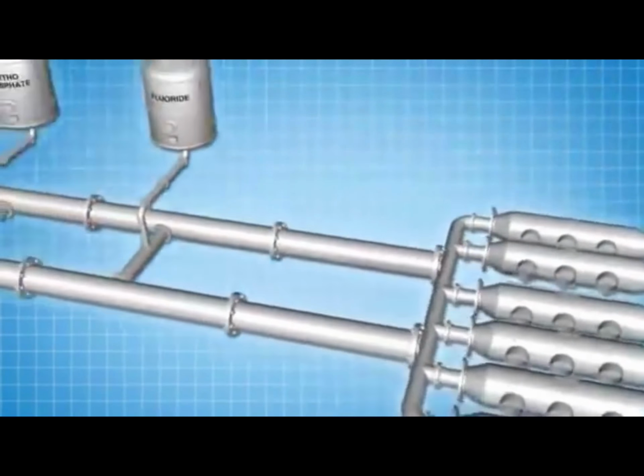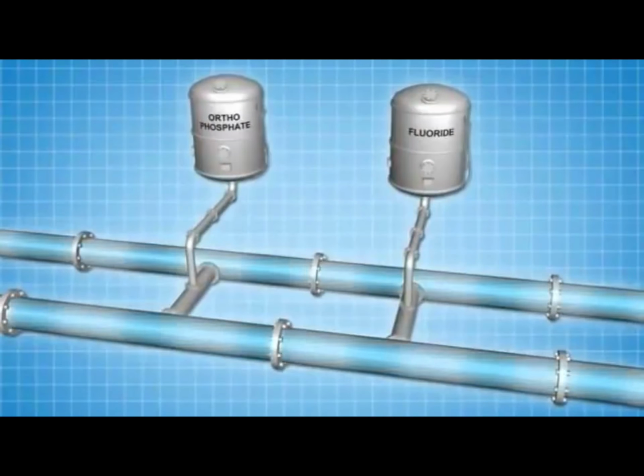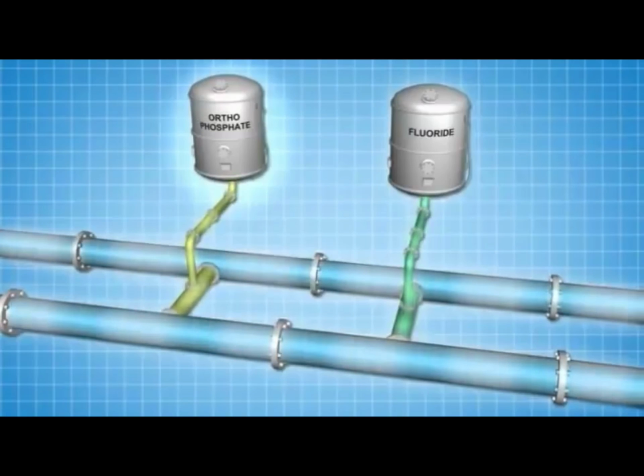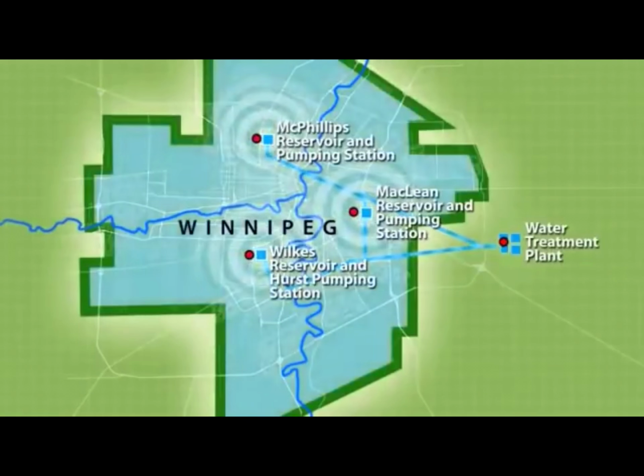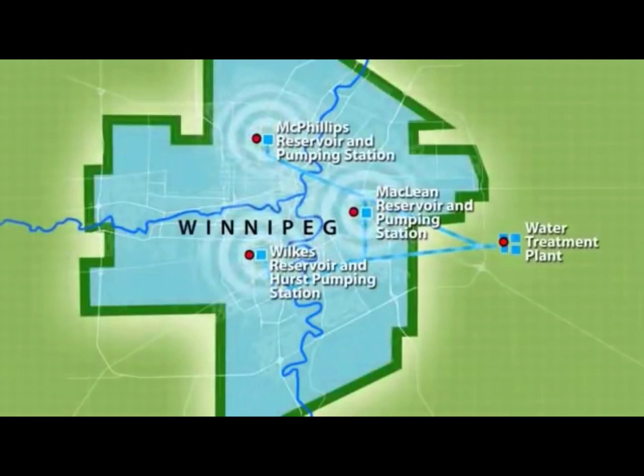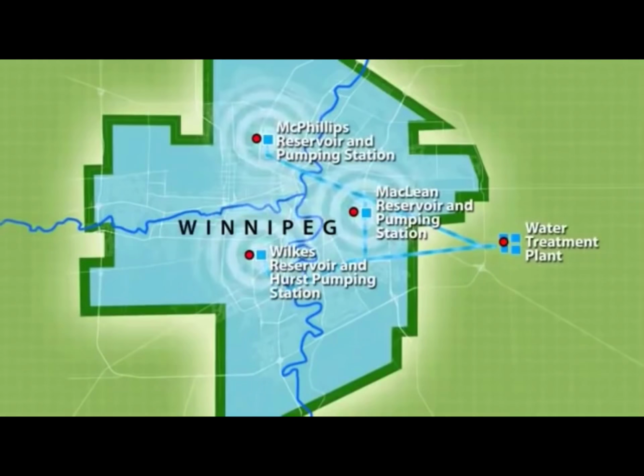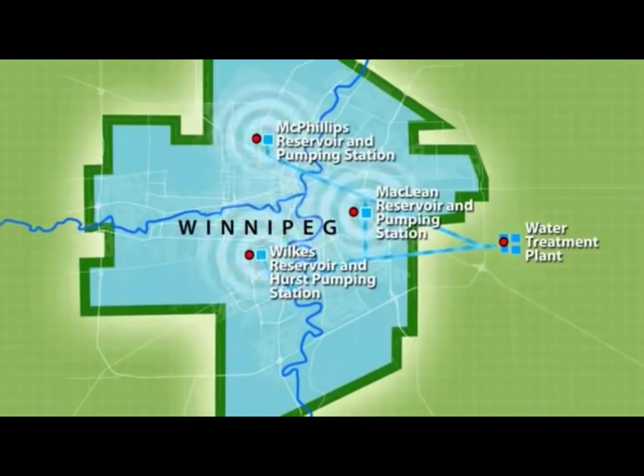After UV disinfection, the water flows into 2 large pipes where we add fluoride to help prevent tooth decay. We also add orthophosphate to form a protective coating inside water pipes. This coating helps reduce corrosion that may add lead to tap water. The 2 large pipes carry the treated water to our 3 reservoirs and pumping stations in the city. We add chlorine again as the water is pumped into the distribution system to ensure that the water remains disinfected until it reaches your tap.